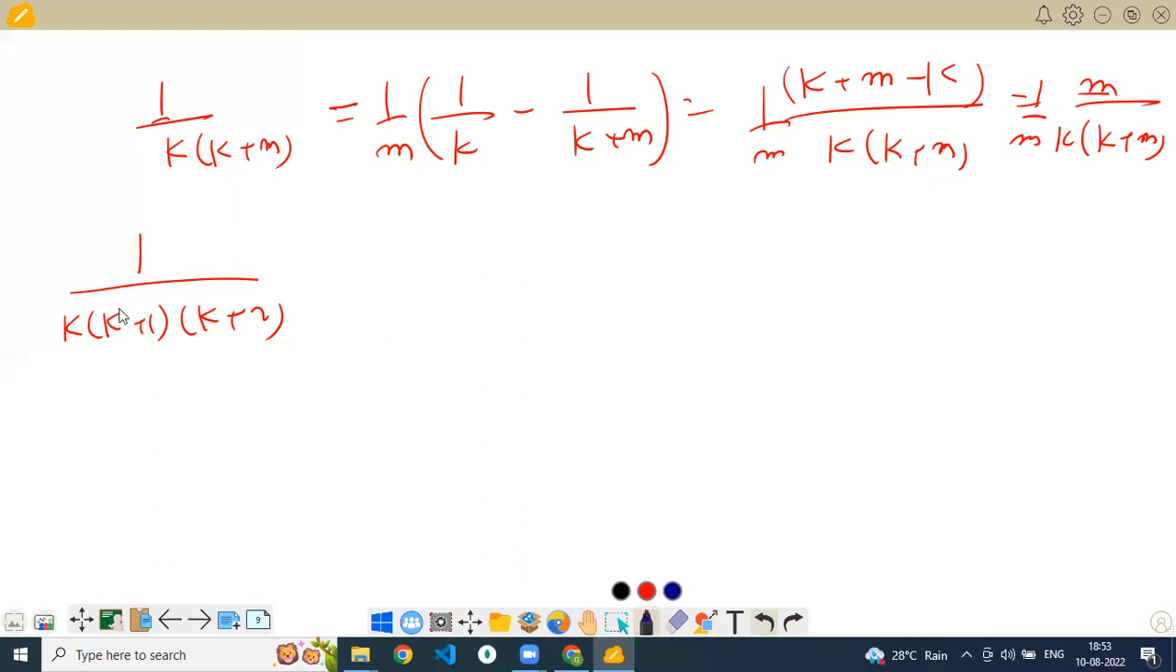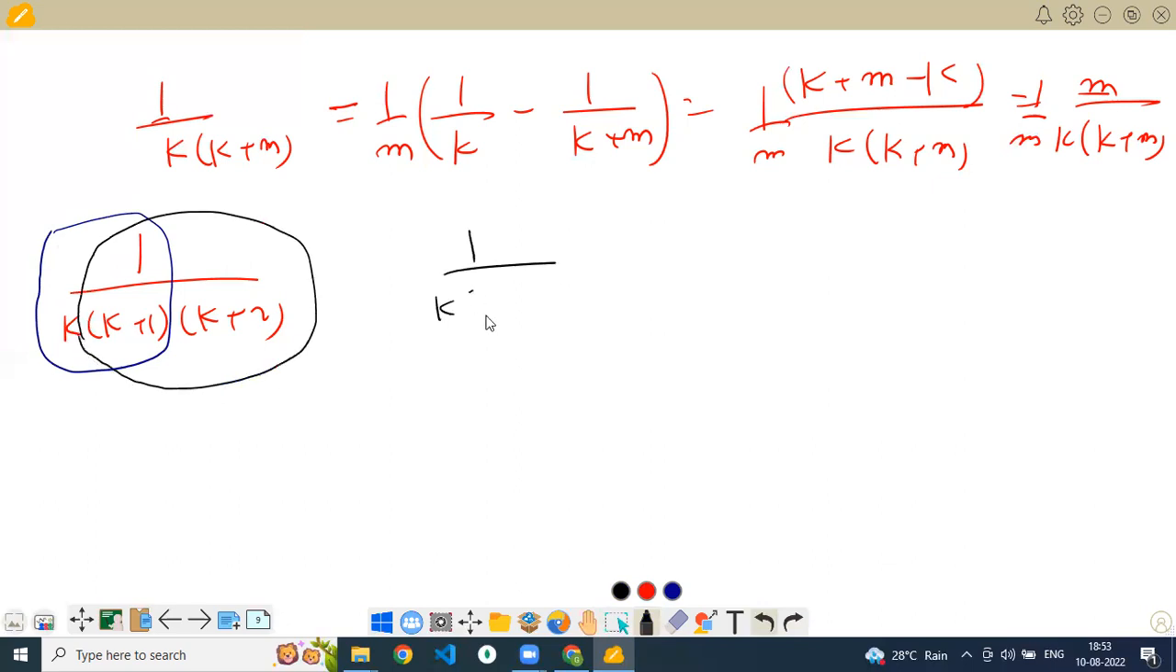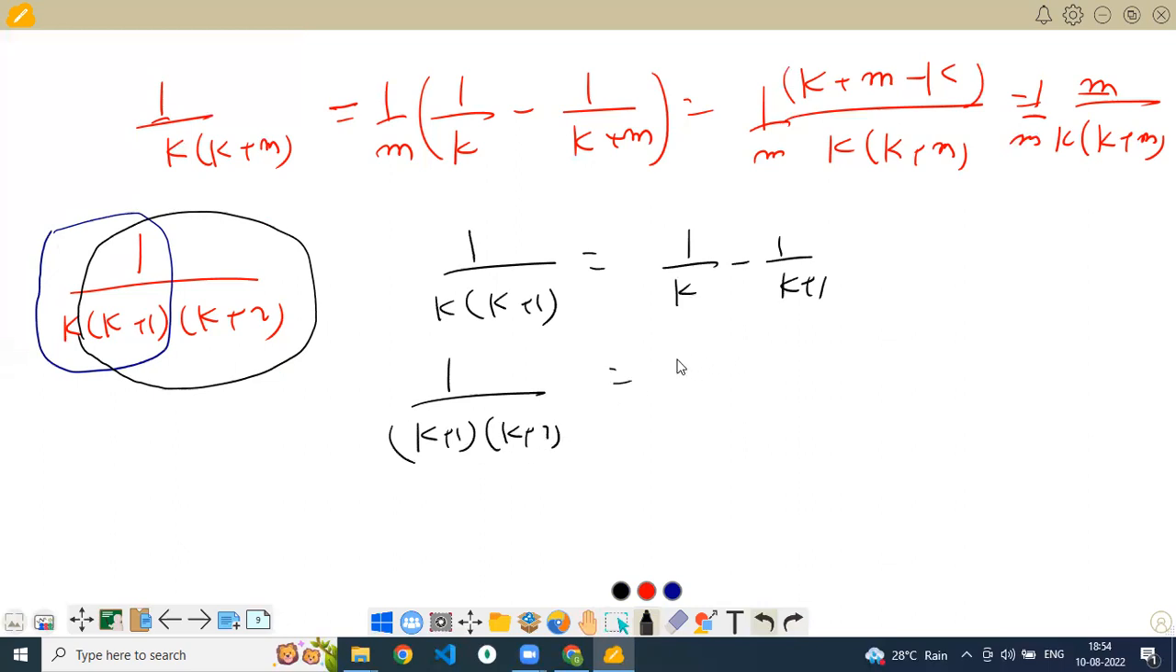I'm trying to find out the result. Okay, so let us take this one and let us take it like this. What will happen? 1 upon k into k plus 1 can be written as 1 upon k minus 1 upon k plus 1. And 1 upon k plus 1 multiplied by k plus 2 can be written as 1 upon k plus 1 minus 1 upon k plus 2. Right? I can write it like this.